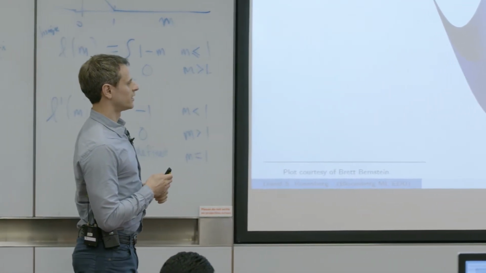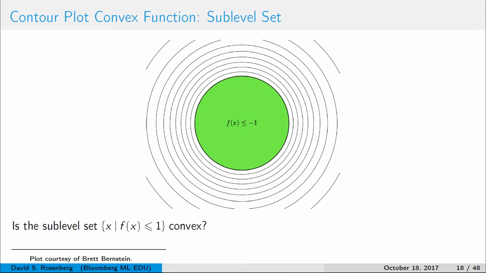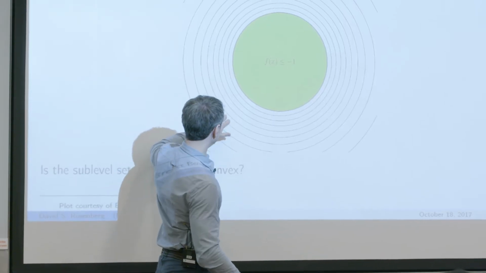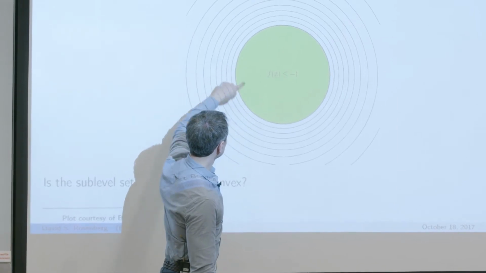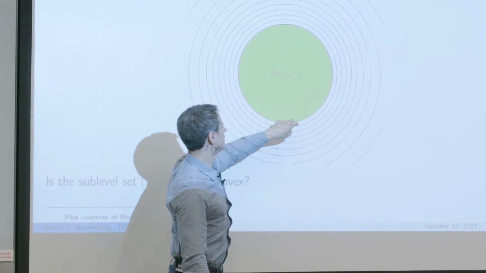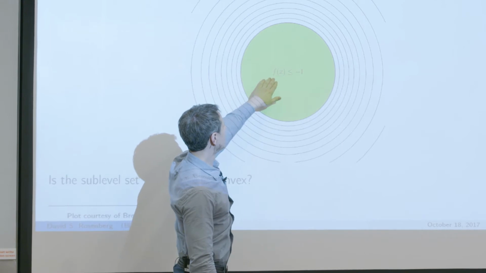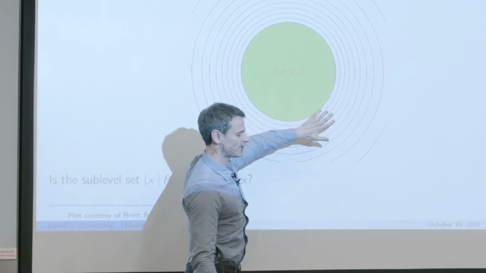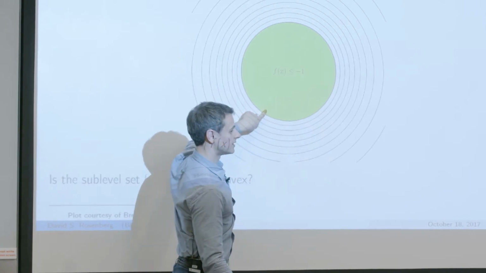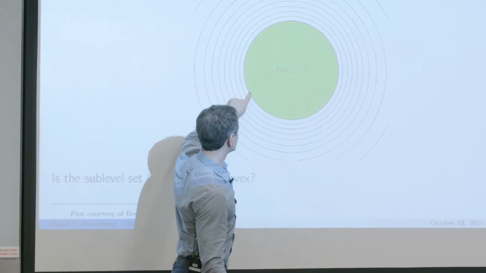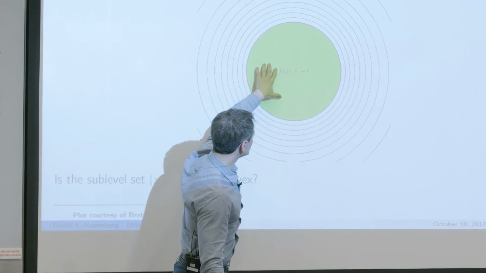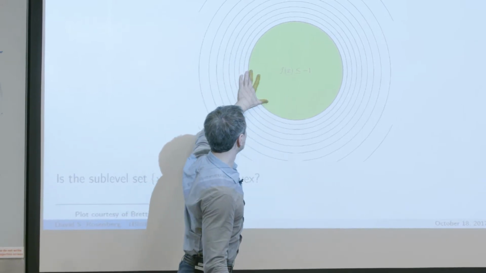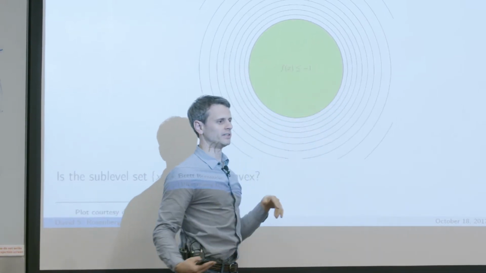And it's easiest to draw on a contour plot. So here's a contour plot. A contour plot is, of course, all of the level sets. This innermost circle is the level set for the function f of x equal to -1. So this is a contour plot for f of x. This circle is the level set or contour for f of x equal to -1. And the green is the sublevel set. It's all the points where f of x is less than or equal to -1.